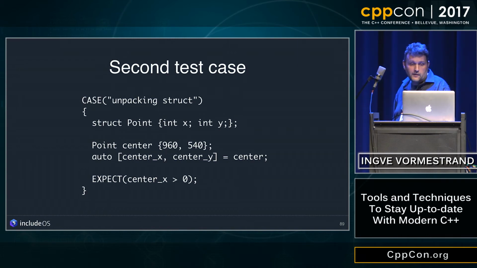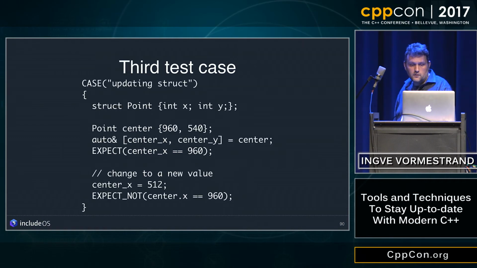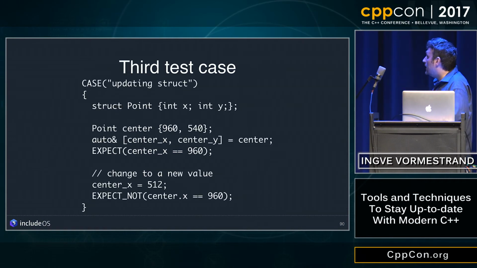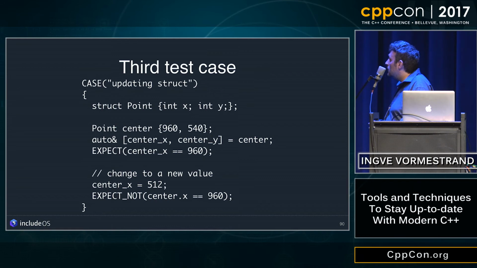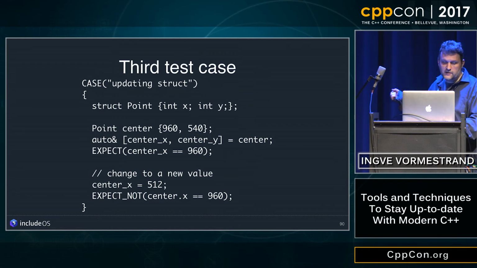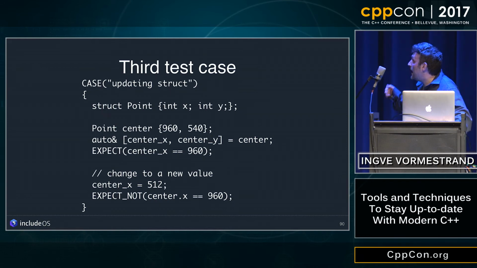Can we update the struct? So again, we unpack the variable into individual variables that are declared at the call site. And since we use an auto reference, we try changing it to a new value. And we expect that the new value is not the same as the old value.